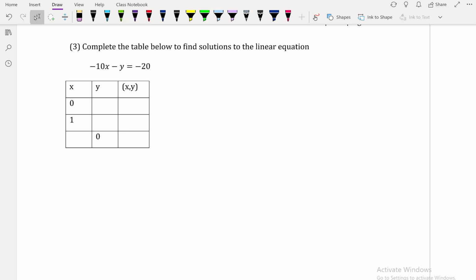Number 3 is kind of saying the same thing as number 2. The only difference here is now they're giving you a table. So they really do give you ordered pairs, but you just have to figure out what that is. So we have our equation here. And what we're going to do is we're going to plug in values. So this first row is telling us that x is equal to 0. Figure out the y value.